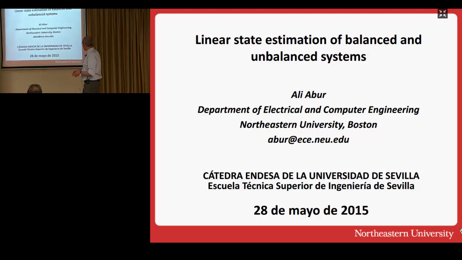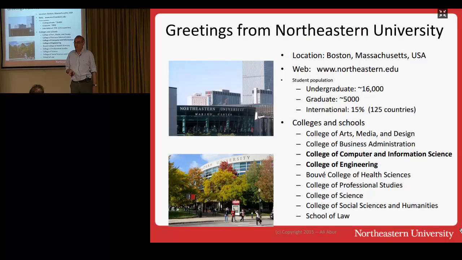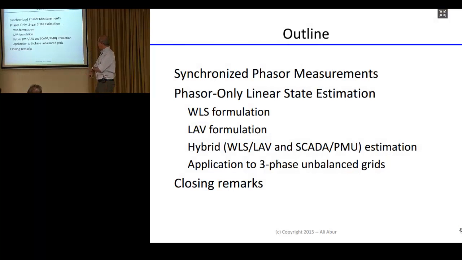So before I move on, I just want to bring some greetings from Northeastern in case I'm sure most of you don't know where it is. It's in Boston, and of course there are a bunch of colleges in it, from business to College of Science and Social Sciences and so forth, but including, of course, computer science as well as engineering. So my department is under College of Engineering, and it's a good size university, 16,000 undergraduate students, 5,000 graduates. So hopefully if you come that way, we'll also have a chance to have you visit the campus.